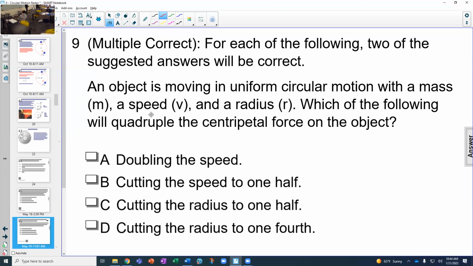Cutting the radius to 1/2. Okay, well, if we put half in the denominator, what does that do to the force? Doubles it. It would only double it, right? Because dividing by half is the same as multiplying by 2. So to make it quadruple, we do need to do what D says. We need to make the radius 1/4, because it's inversely proportional. So it's not going to be quadratic. This is quadratic. Okay. Questions?